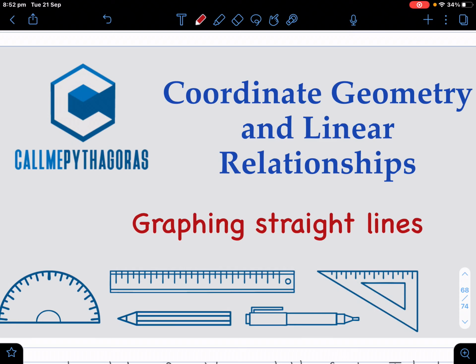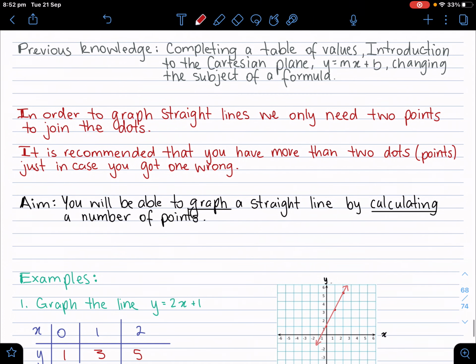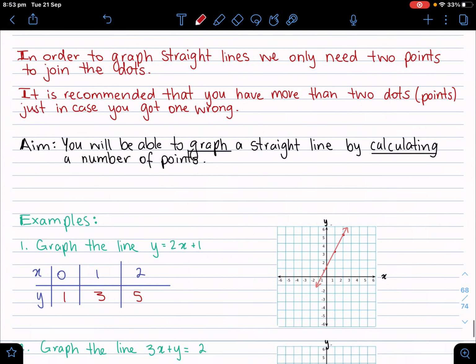Hey guys, so today we're going to go through graphing straight lines as part of coordinate geometry and linear relationships. So far, you should already be able to complete a table of values and know what the Cartesian plane looks like and have a look at y equals mx plus b and changing that around. So let's go into it.